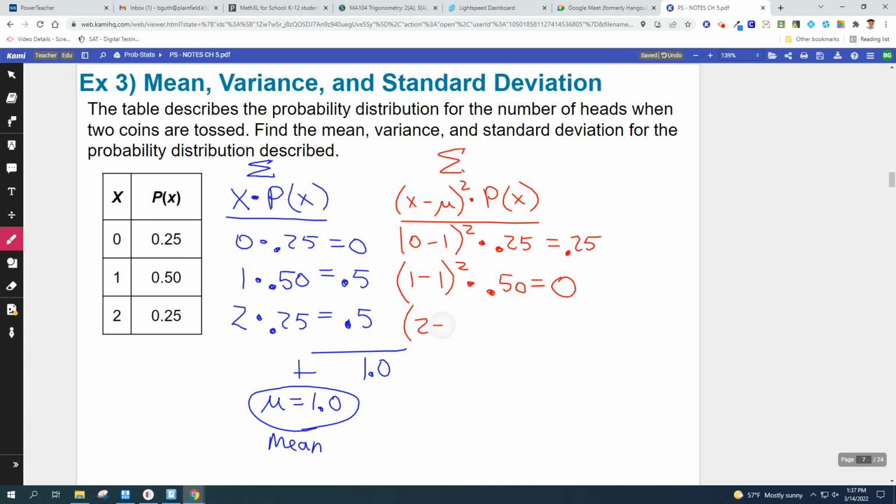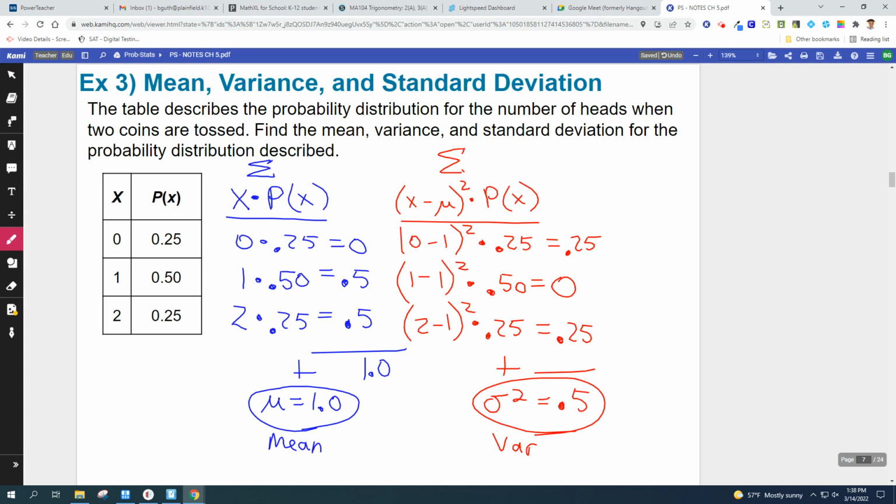Lastly, x is 2, mu is 1, squared times the probability value was 0.25. That's going to be 1 squared is 1 times 0.25 is 0.25. So again, what we want to do is sum those up. 0.25 plus 0 plus 0.25 is 0.5. That is your variance, your sigma squared. Sigma squared is 0.5. That's variance.